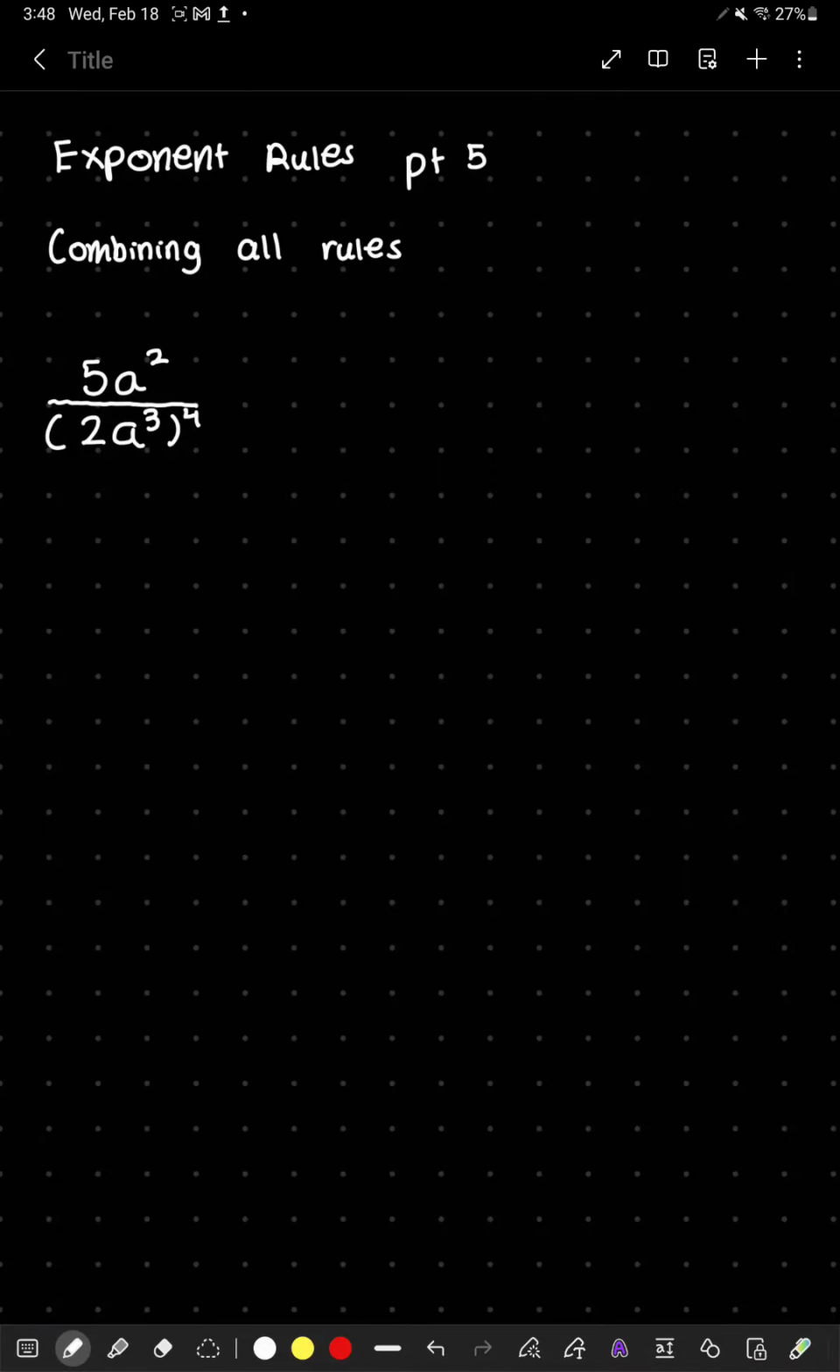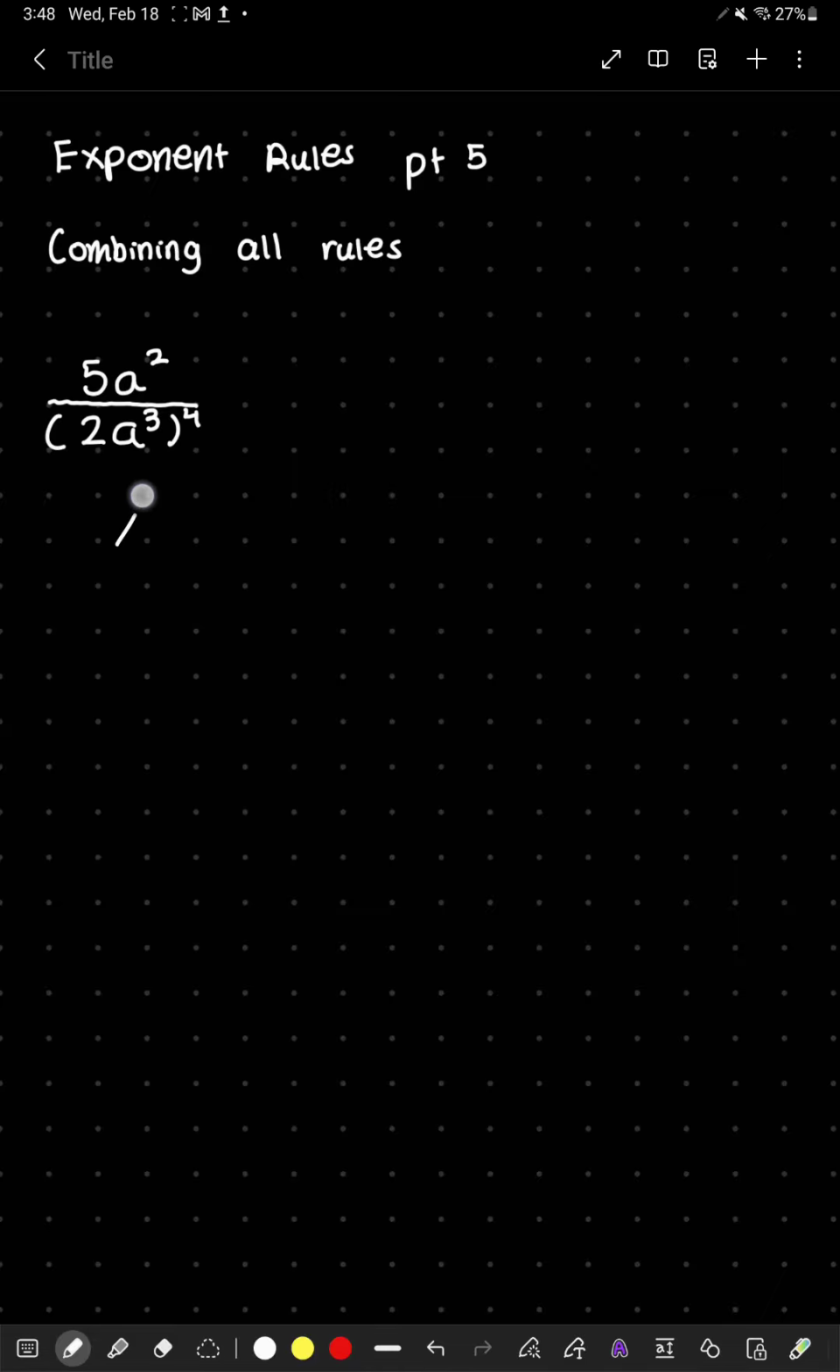In exponent rules part 5, we have this final one where we combine all the rules together. Suppose we have this example where we have just this fraction 5a squared divided by this whole thing underneath where it looks complicated at first. Even though this looks complicated, all we have to do is just combine all of our rules.